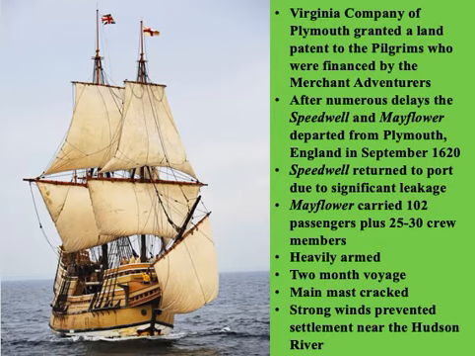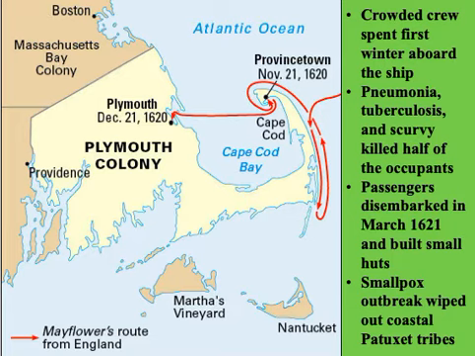Roughly about halfway across the Atlantic Ocean, in the midst of a storm, the main mast cracks, which jeopardizes the success of the trip. Originally, they are headed to the Virginia area, or slightly north of it, perhaps around the Hudson River. But strong winds blow their course north, and so they end up north of Virginia, north of the Hudson River and what will become New York, to Cape Cod. So this is Cape Cod here, with Cape Cod Bay, of course, named for the abundance of cod, that type of fish, in the area.